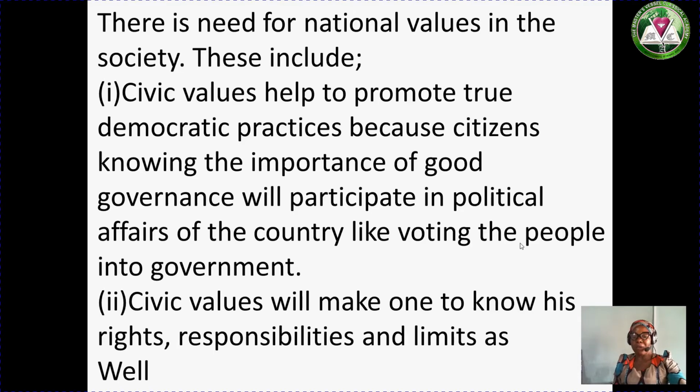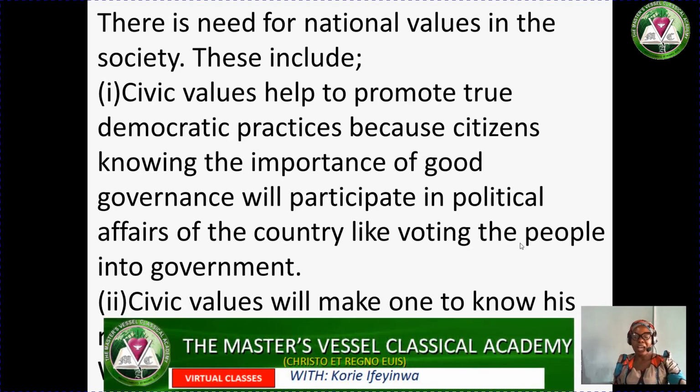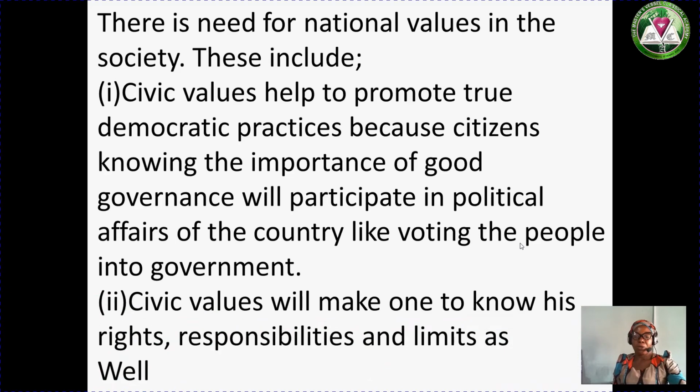Then number 2 need. Civic values will make one to know his rights, responsibilities, and limits as well. When you have these civic values, it will help you to know your rights, responsibilities, and limits as well.